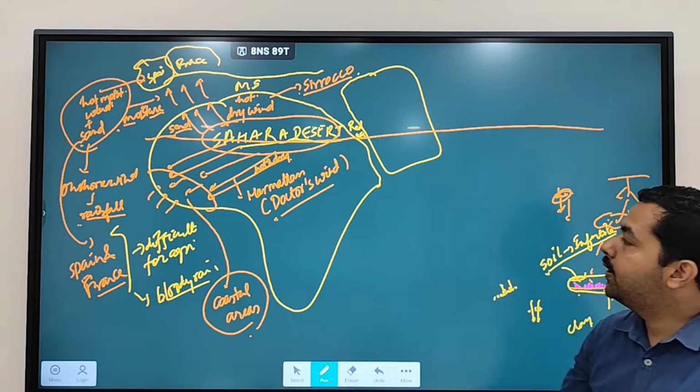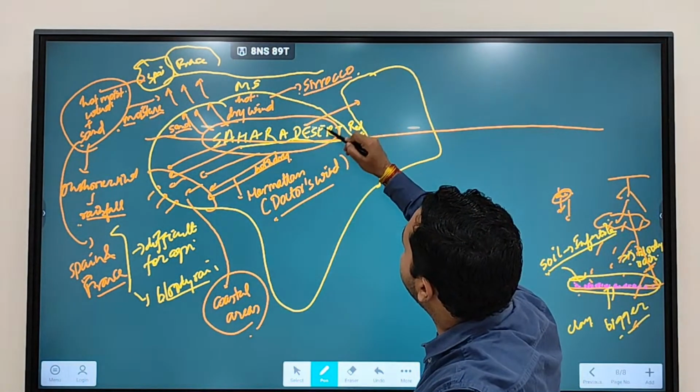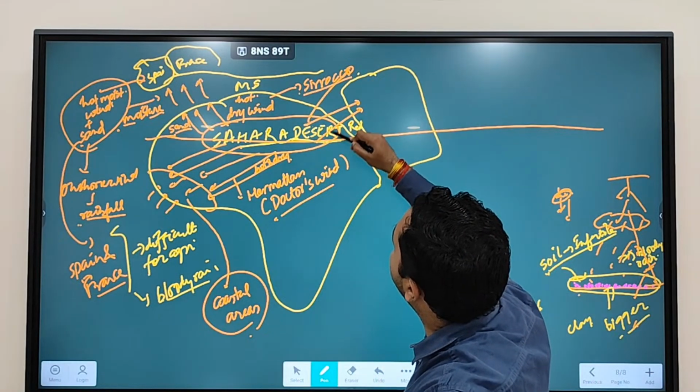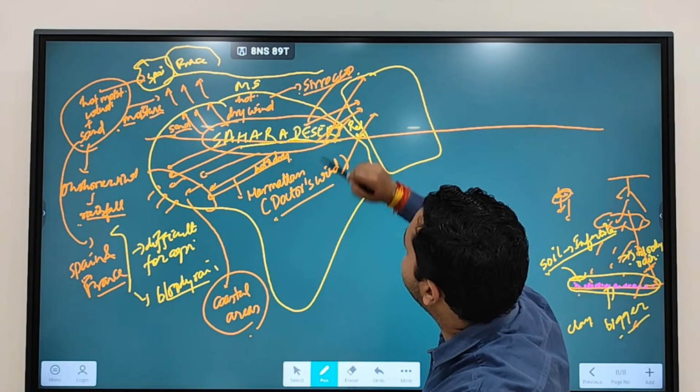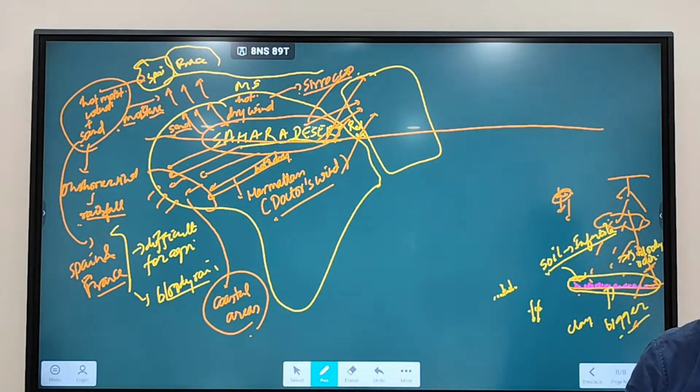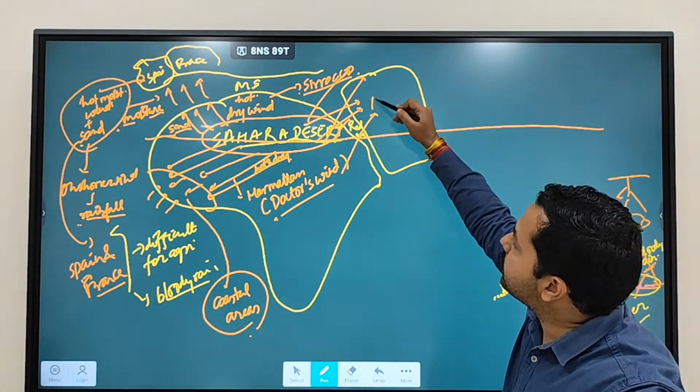Fine. Now here to here, again one wind will blow from this direction. Wind will blow in this direction like this. Clear? From the Sahara Desert, another wind will blow in this direction. This is called a Khamsin.